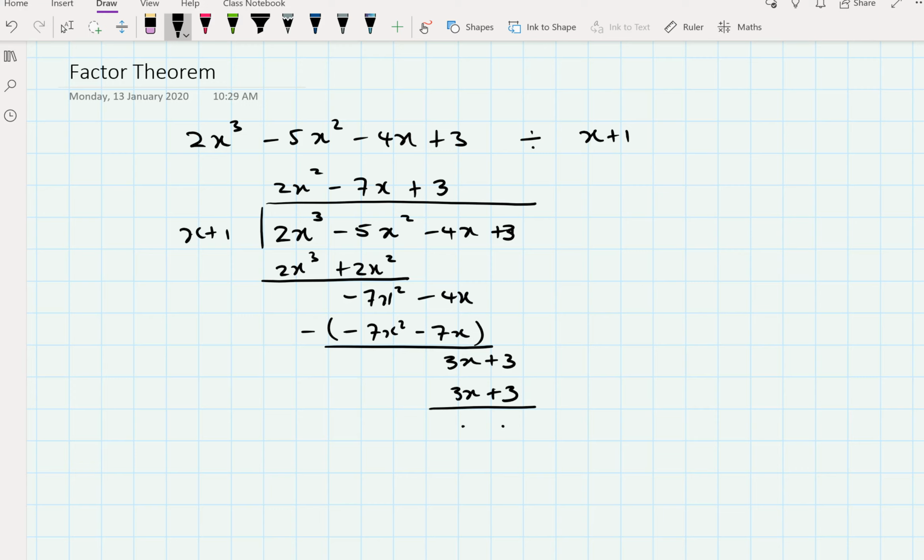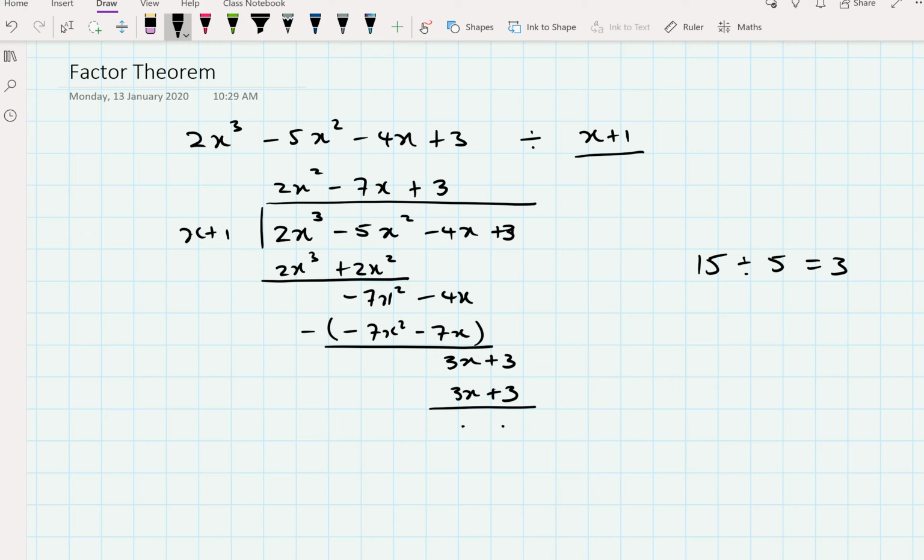What does that mean? Well, it means that this term over here is in fact a factor of the polynomial. It divides exactly into the other polynomial. So if I say 15 divided by 5, I get the answer 3. There's no remainder left over. 3 is a factor of 15 and 5 is a factor of 15. So in this situation over here, x plus 1 is a factor of this polynomial.